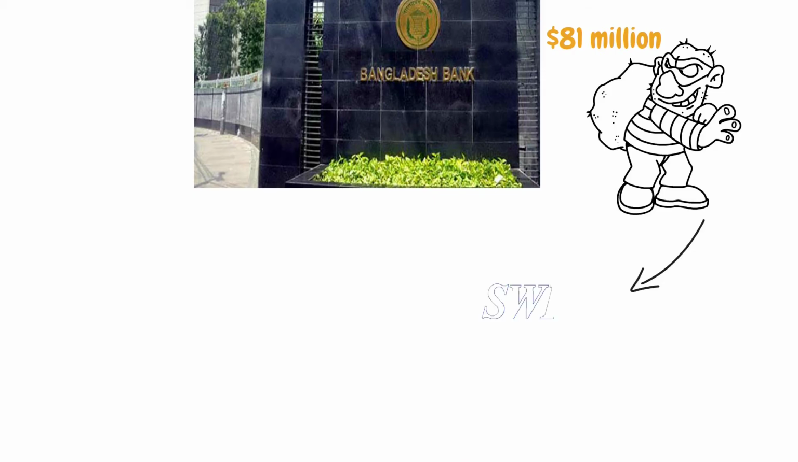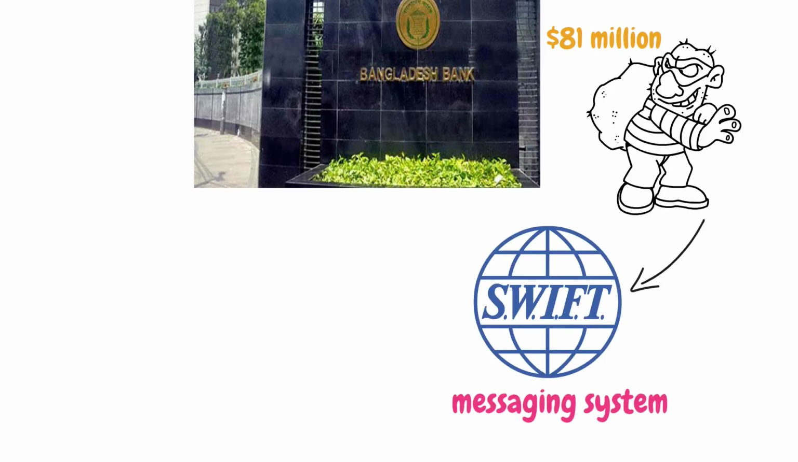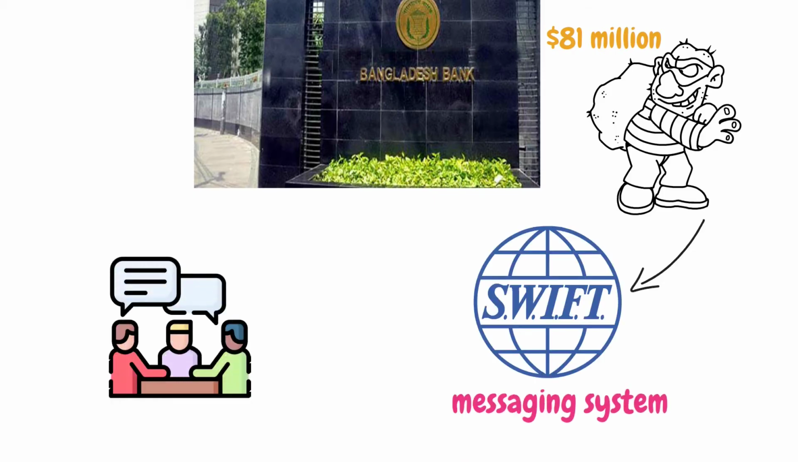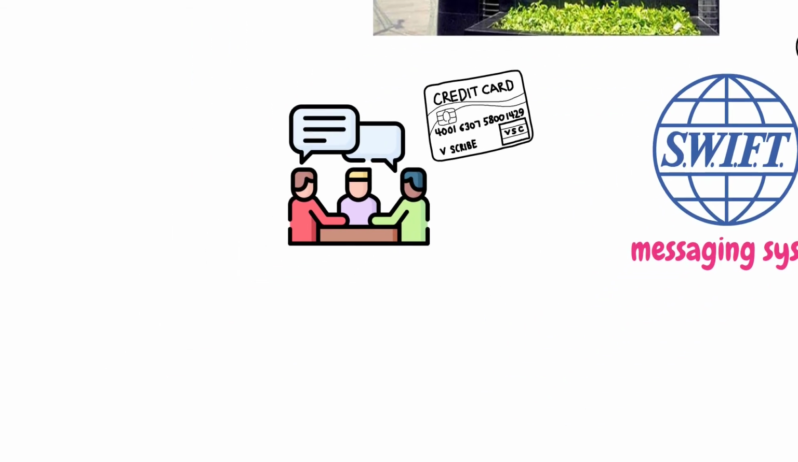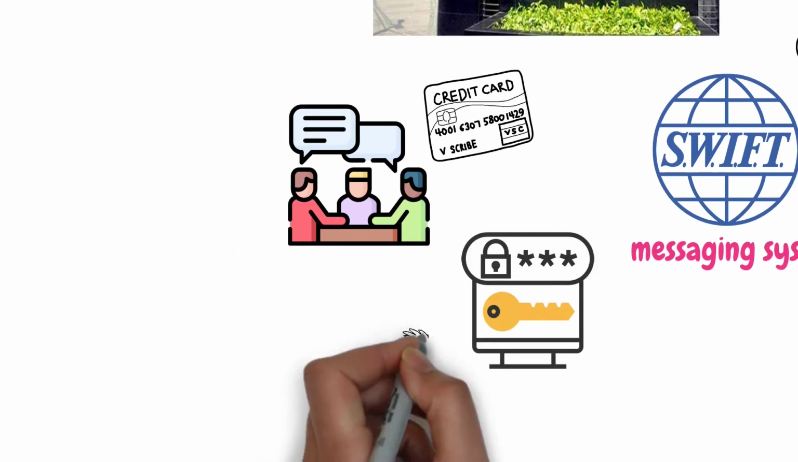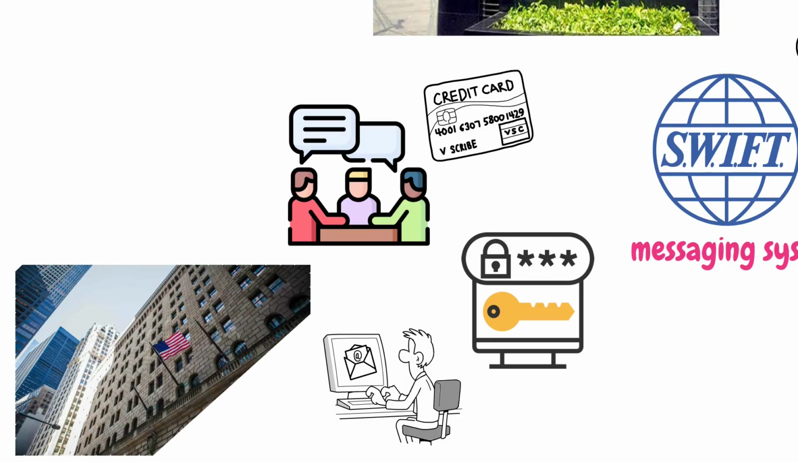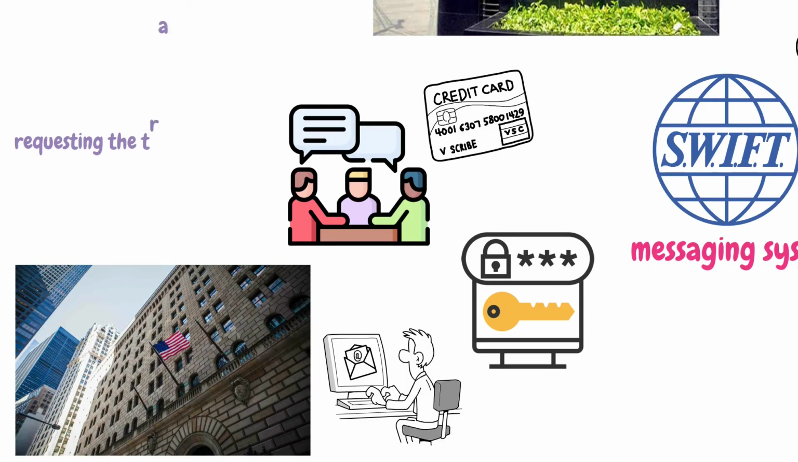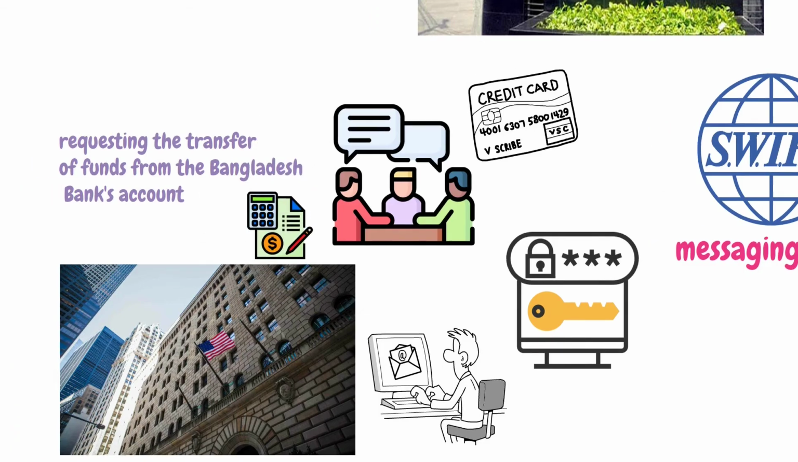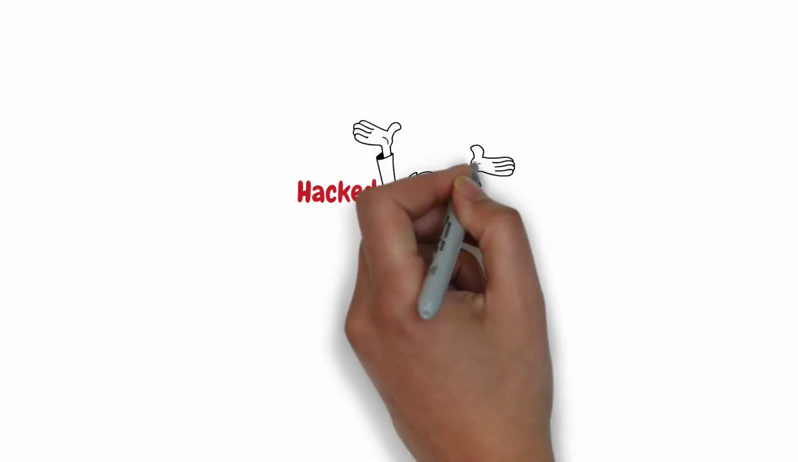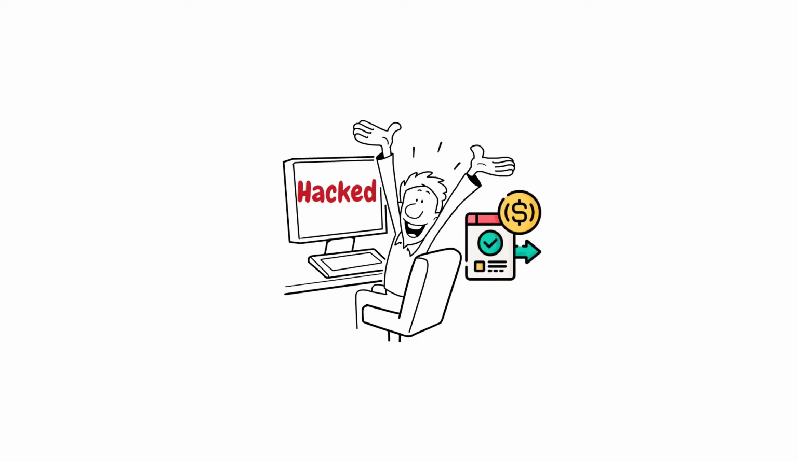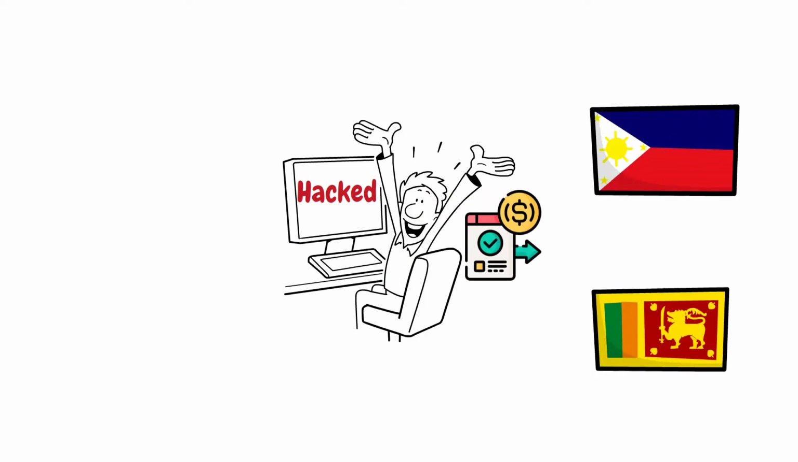The attackers had gained access to the SWIFT messaging system, which is used by banks to communicate with each other and transfer funds. They used stolen credentials to send fraudulent messages to the New York Federal Reserve Bank, requesting the transfer of funds from the Bangladesh bank's account to several other accounts. The attack was initially successful, with the funds being transferred to accounts in the Philippines and Sri Lanka.